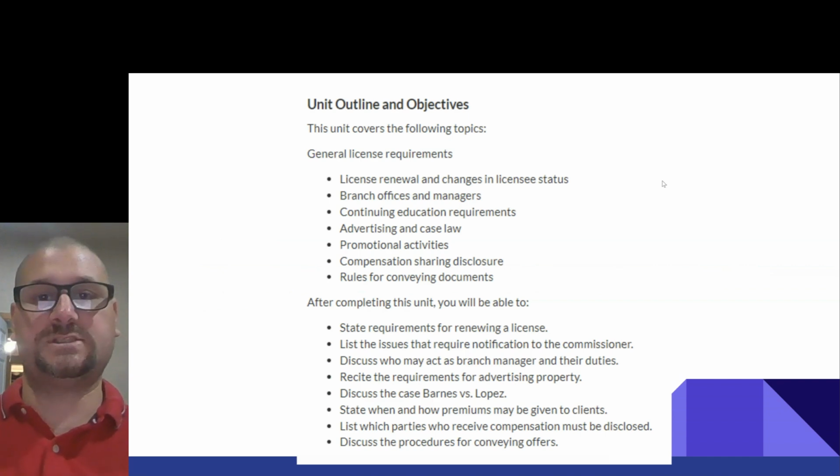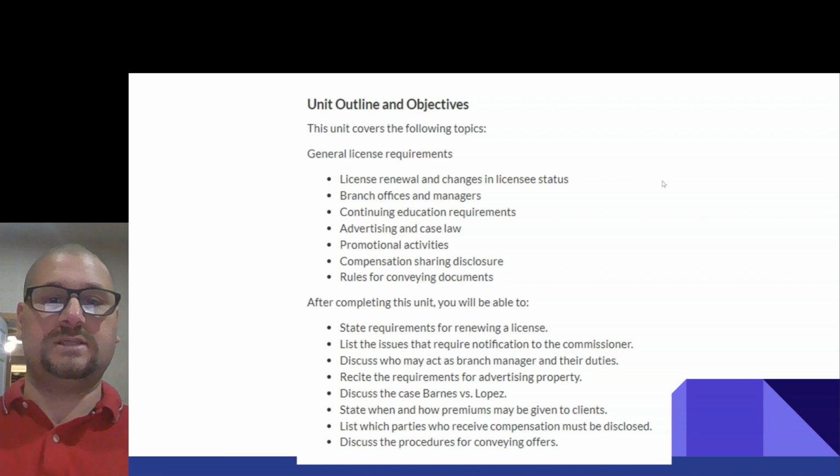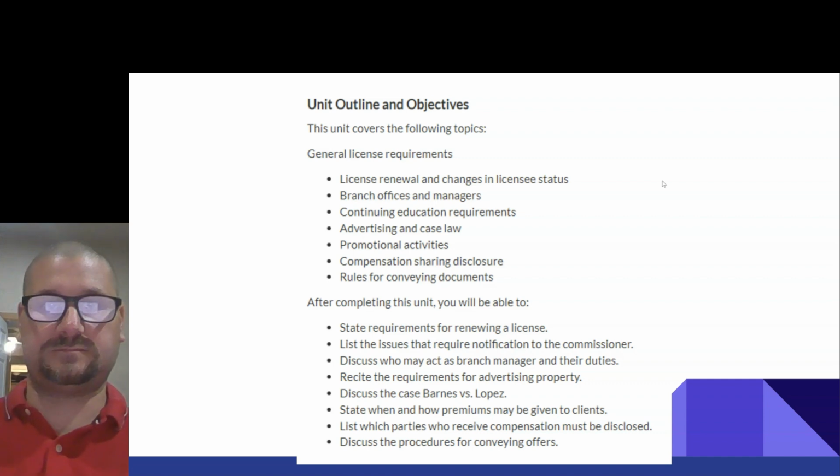After we complete this unit, you're going to be able to state requirements for renewing a license, list the issues that require notification to the commissioner, discuss who may act as a branch manager and their duties, recite the requirements for advertising a property, discuss the case Barnes versus Lopez, state when and how premiums may be given to clients, list which parties who receive compensation must be disclosed, and discuss the procedures for conveying offers.